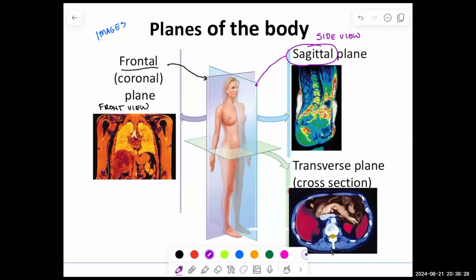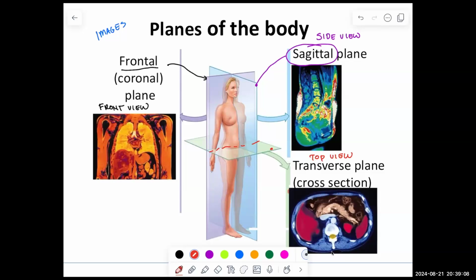Transverse or cross section. Transverse is this one in green. This is like the magician cutting his assistant in half. When you do that type of cut, you get a top view. Okay, so you have frontal plane for front view, transverse plane for top view, sagittal plane for side view. Okay, so you can understand how you are inspecting your patient's internal organs.